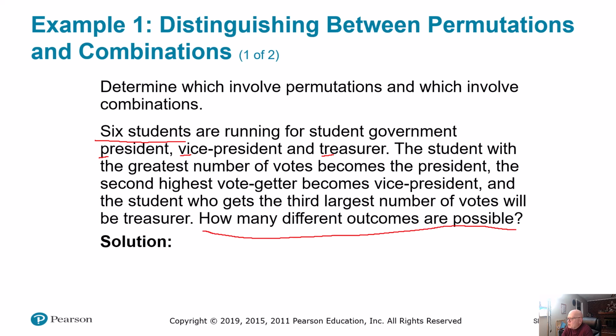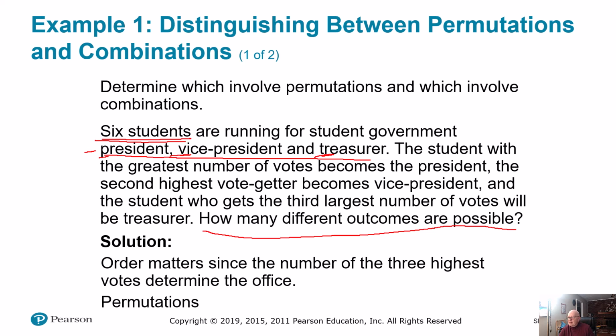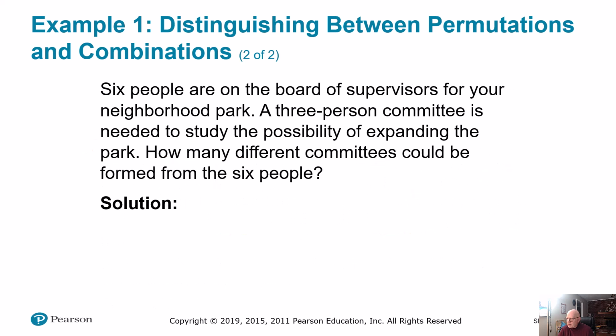So the first question you ask yourself, as well as some of the obvious, is: 1, how many are running for office? How many are going to become officers? Does order matter? Does it matter whether you become president, vice president, or treasurer? Well, of course it matters. Since it does, then you're talking about a combination, or excuse me, you're talking about a permutation because order matters.